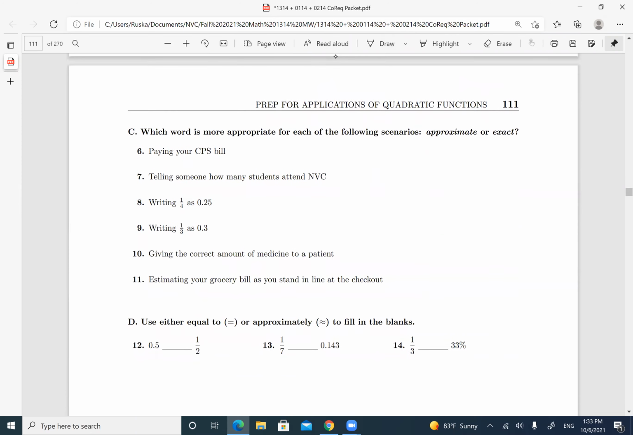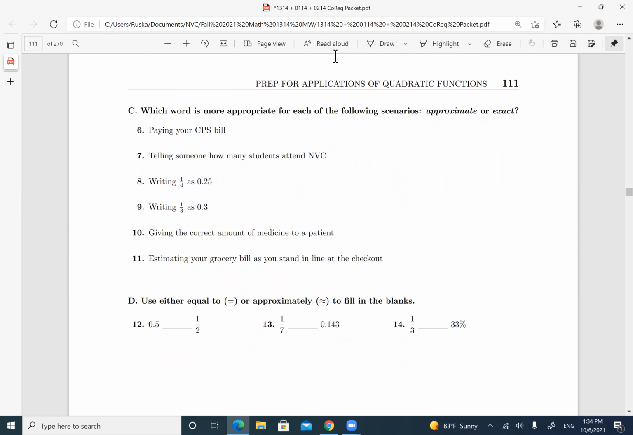Let's see the next one. Which word is more appropriate for each of the following scenarios, approximate or exact? Paying your CPS bill, is that approximate or exact? Exact. Yeah, so you don't get a late fee. Exactly. How about telling someone how many students attend Northwest Vista College? Approximate. Yes, you don't know exactly how many. You can just say like 15,000, or approximate. That's right. Because you're telling somebody, it's not something where you have to present a statistic. You're just talking to somebody.